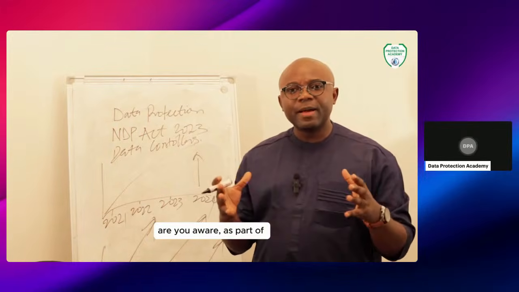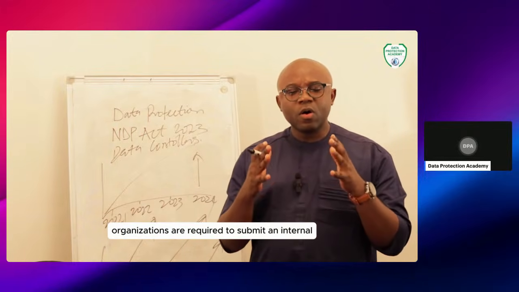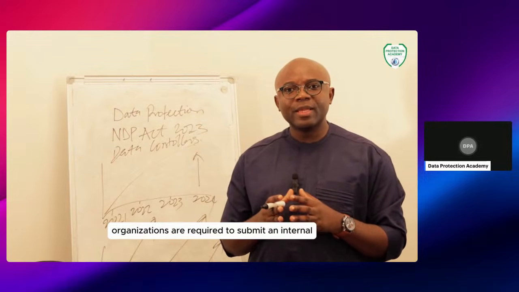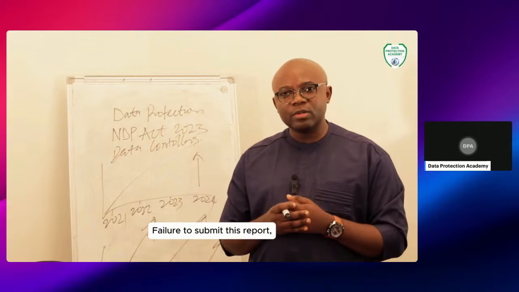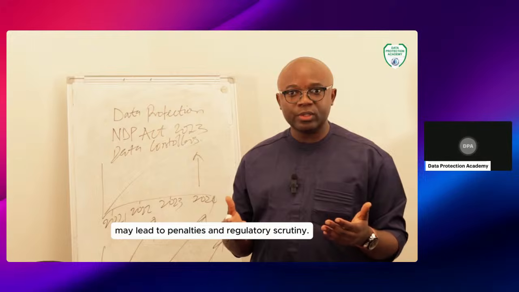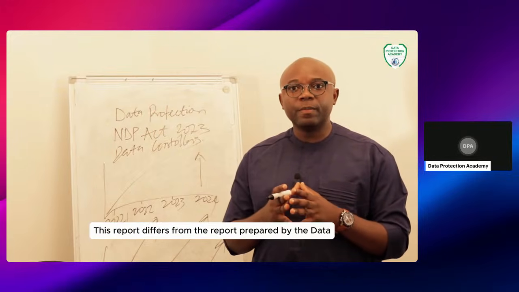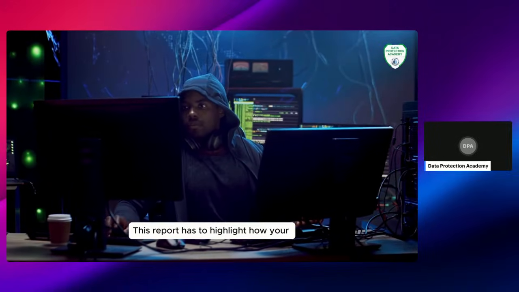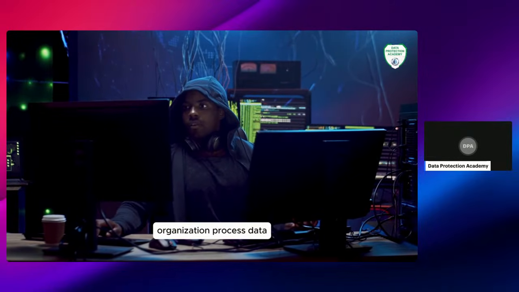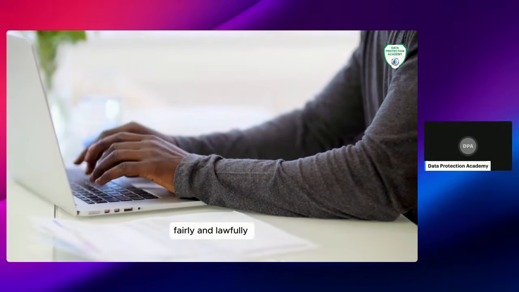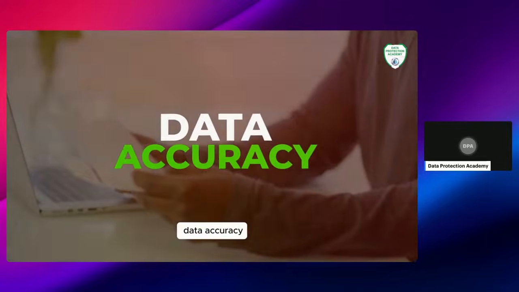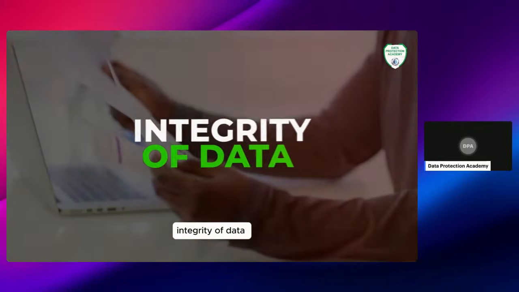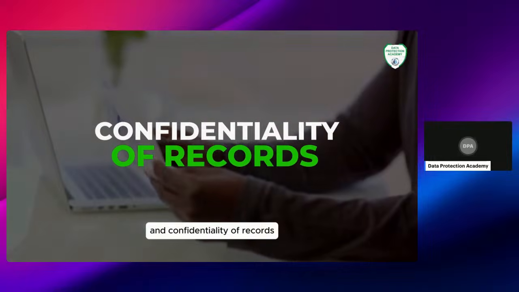Are you aware that, as part of data protection compliance requirements, organizations are required to submit an internal semi-annual data protection report? Failure to submit this report may lead to penalties and regulatory scrutiny. This report differs from the report prepared by the Data Protection Compliance Organization. This report has to highlight how your organization processes data fairly and lawfully, taking into cognizance purpose limitation, data minimization, data accuracy, storage limitation, integrity of data, and confidentiality of records.